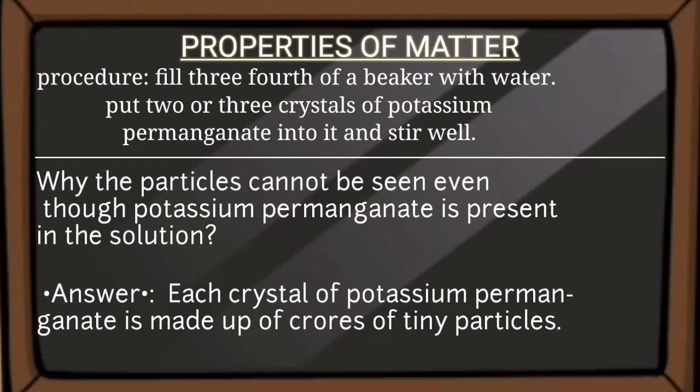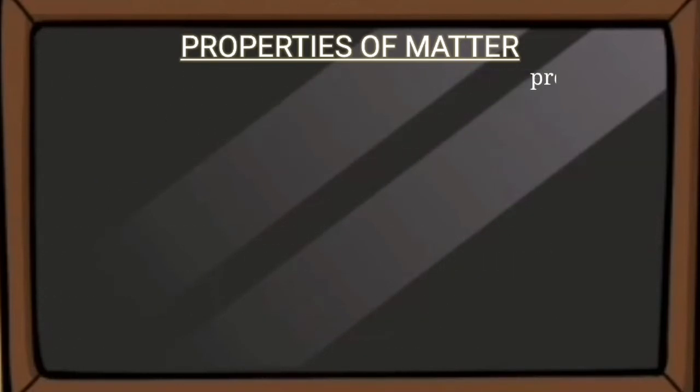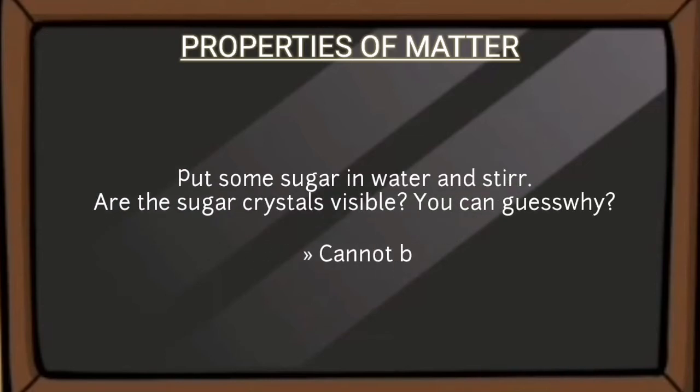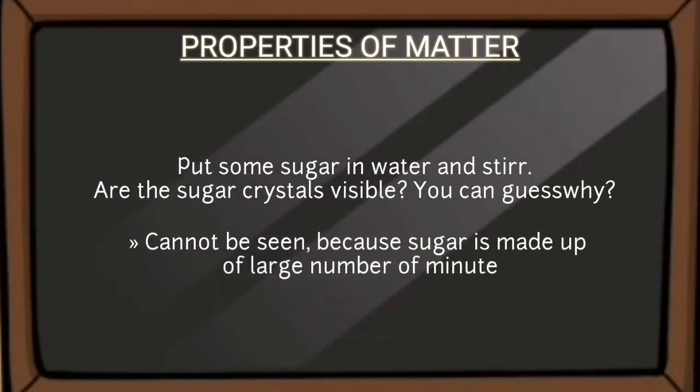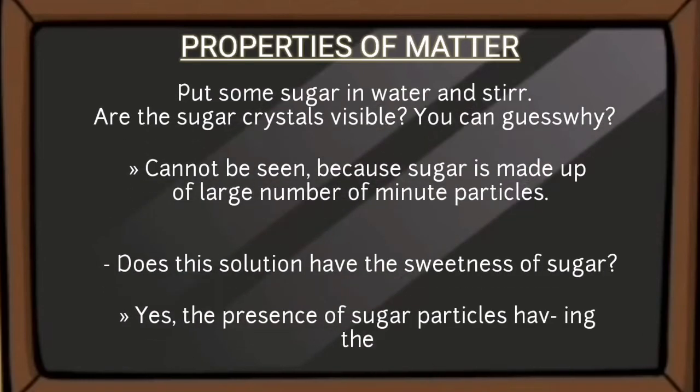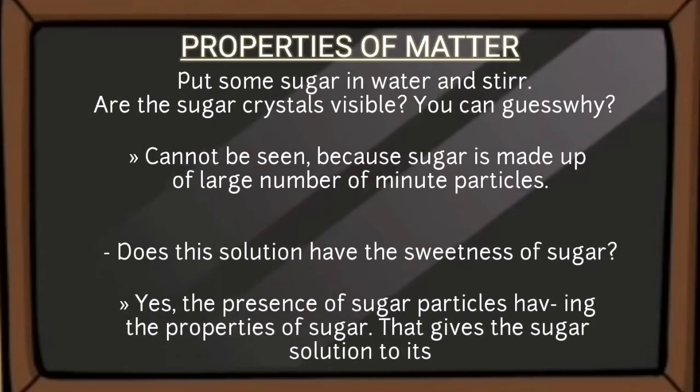Each crystal of potassium permanganate is made up of tiny particles. For example, put some sugar in water and stir. Are the sugar crystals visible? They cannot be seen because sugar is made up of a large number of minute particles. Does this solution have the sweetness of sugar? Yes, the presence of sugar particles, having the properties of sugar, gives the sugar solution its properties.